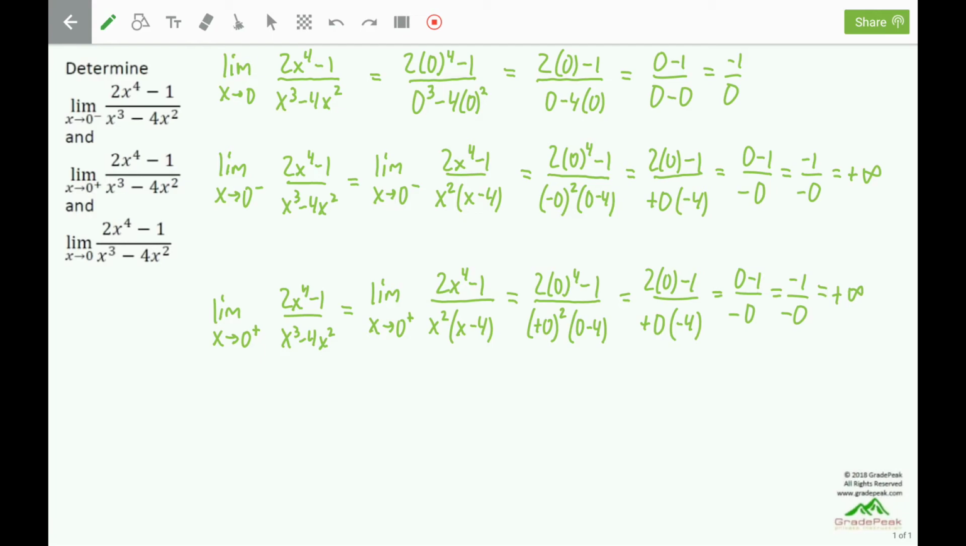The two-sided limit depends on the results of each of the one-sided limits. Here they are. They match each other. They're both positive infinity, so the two-sided limit up here will also be positive infinity. And there's the results of the three different limits.